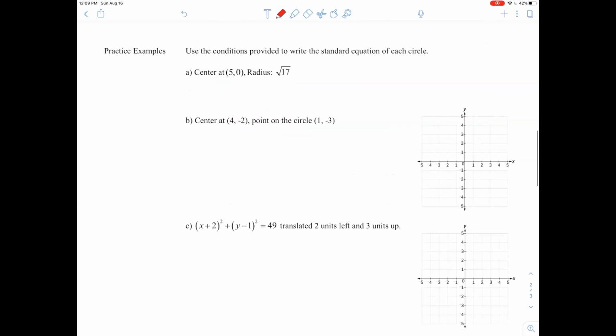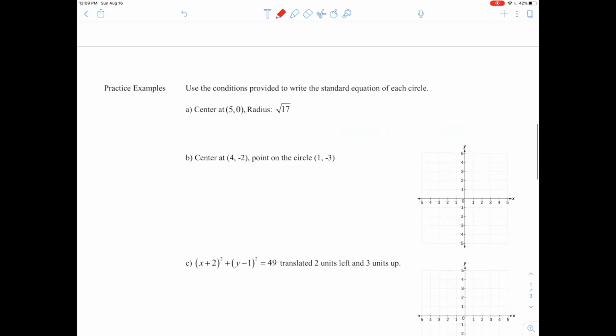Okay, now let's do some examples. So in all these examples, I'm going to be asking you to write the equation of a circle. So remember that to write the equation of a circle, you have to have two things. You have to have a center, you have to have a radius. And if you don't have those, you have to find them before you can write the equation.